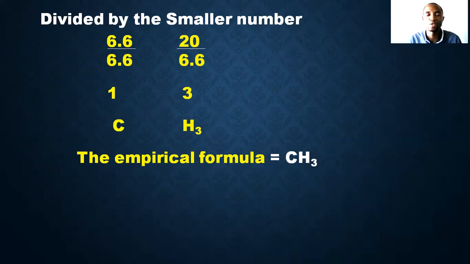26.6 divided by itself, and divide also 20. You're going to have 1:3. What it means now is that carbon is 1, hydrogen is 3. When you bring it together, you're going to have CH3. CH3, that is the empirical formula. That is how to calculate the empirical formula of a compound.